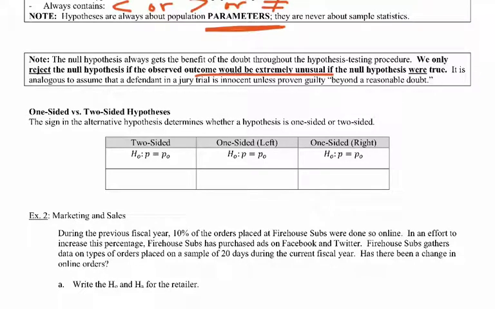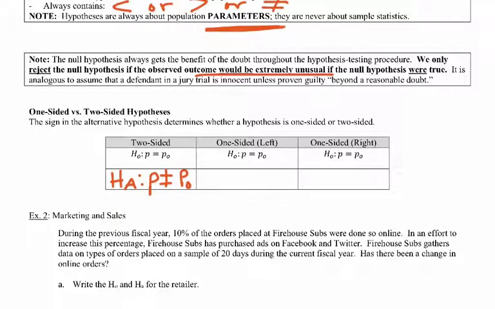So, one-sided versus two-sided hypotheses. We've got a couple of options here. If it's a two-sided hypothesis, the null hypothesis looks like this: P equals some percentage, we call that P naught. The alternative that goes with that would be that P does not equal P naught.